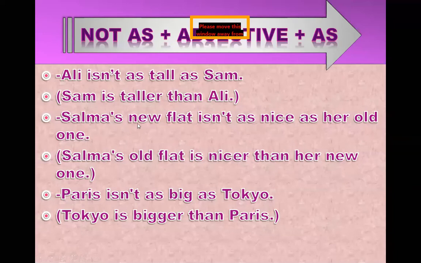Like another example, Salma's new flat isn't as nice as her old one. That means that Salma's old flat is nicer than her new one. So I can use the as structure with negative to express inequality or things that are not the same. Paris isn't as big as Tokyo means that Tokyo is bigger than Paris. Remember, we take the last one and put it in the comparative form.